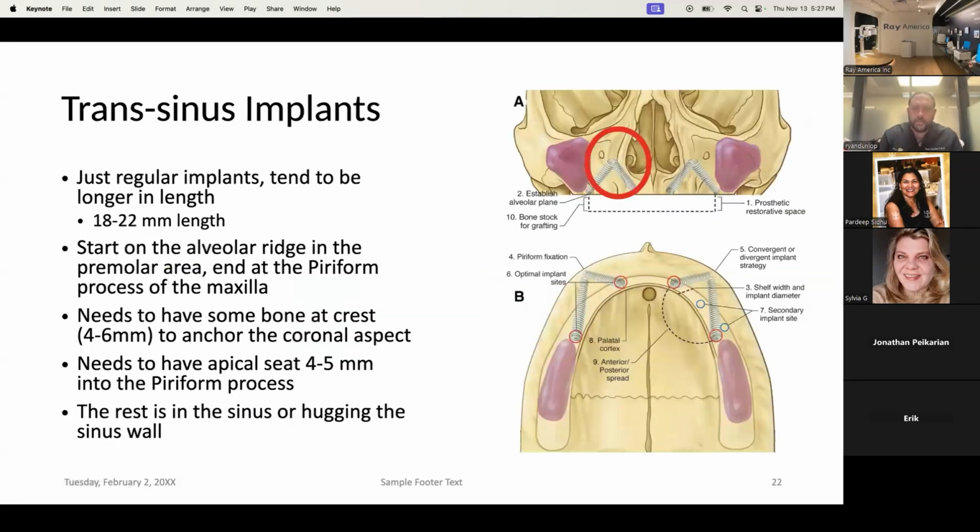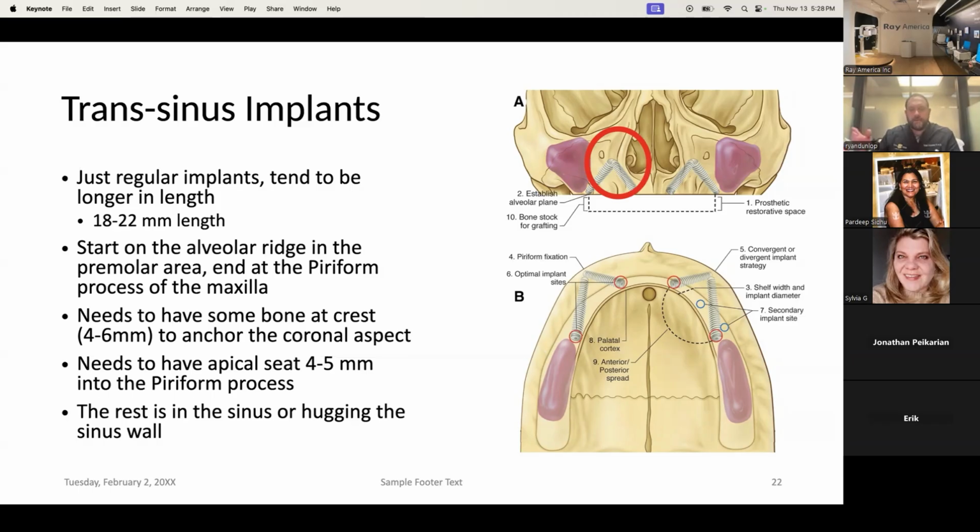So let's talk a little bit more about transsinus implantology. Transsinus implants are really just a regular implant. They tend to be a little bit longer because of where you're starting and where you're going to, so they can be 18, 20, or 22 millimeters in length. Sometimes they're shorter than that, but this is the average. The basic idea is that it goes from the alveolar ridge, where the teeth used to be, through the emptiness of the sinus, and then engages on the opposite side of the sinus into the paranasal bone called the piriform process or the piriform rim. That is an area of bone on the sides of the nose that is almost always very dense bone.